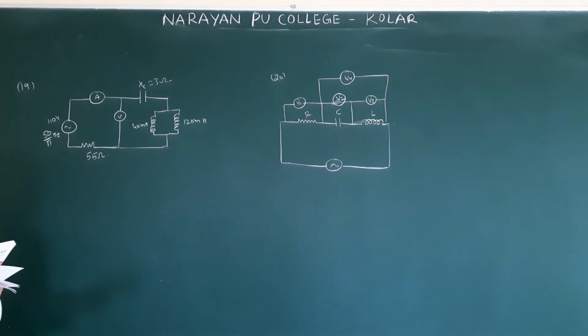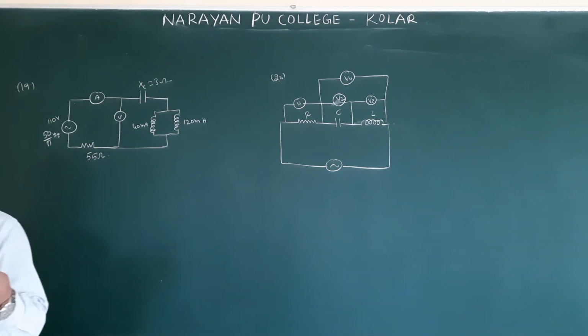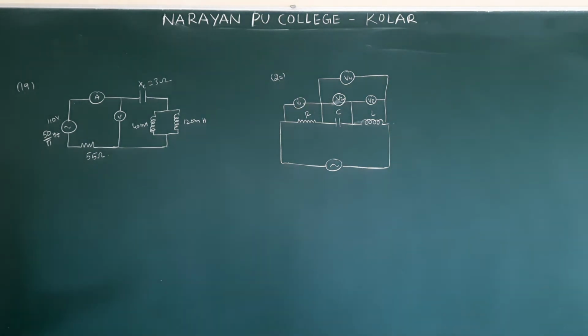You will be having two options: 2, 1, 4. Next, omega less than omega naught means the frequency is less than the resonant frequency. Then current leads. Therefore, 1 is matching with 3. Therefore, option 2 is correct.